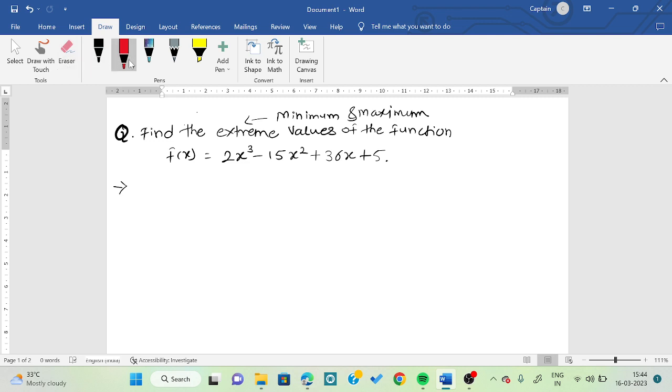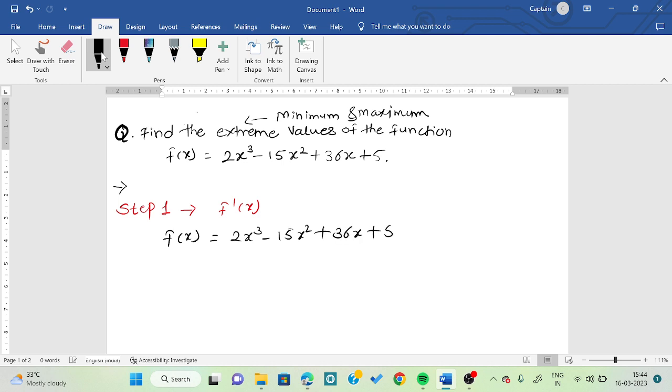So the very first step, as we already discussed in the last lecture: step one is we need to find f dash of x. F dash of x means we need to find the first order derivative. f of x is given to us: 2x cube minus 15x square plus 36x plus 5. Now I need to find f dash of x, the first order derivative. So it technically becomes 6x square minus 30x plus 36, and the derivative of a constant is 0. That is our very first step.